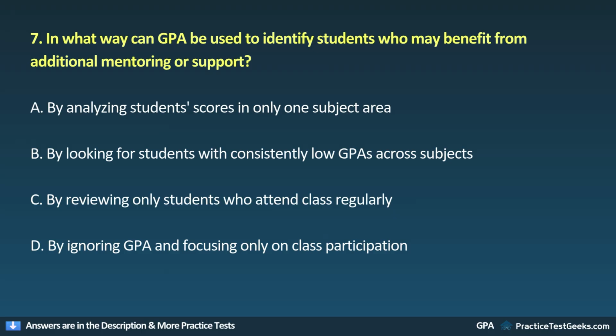7. In what way can GPA be used to identify students who may benefit from additional mentoring or support? A. By analyzing students' scores in only one subject area. B. By looking for students with consistently low GPAs across subjects. C. By reviewing only students who attend class regularly. D. By ignoring GPA and focusing only on class participation.